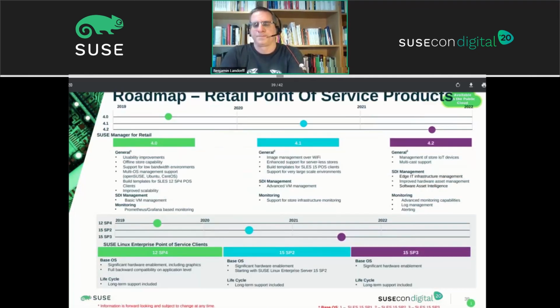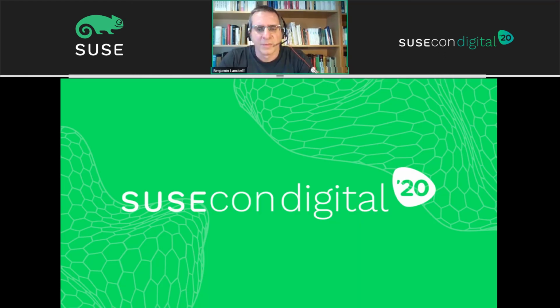For retail, that looks a bit similar. So we're looking into managing more IoT devices in the store, multicast support, software-defined infrastructure, again, edge IT infrastructure management, hardware asset management, and of course monitoring with a focus on software asset intelligence, log management and alerting. That's my presentation.